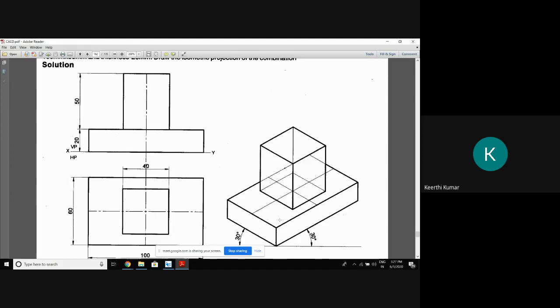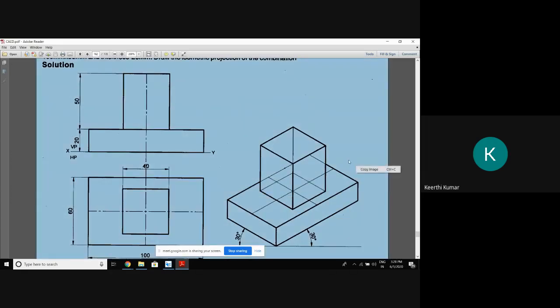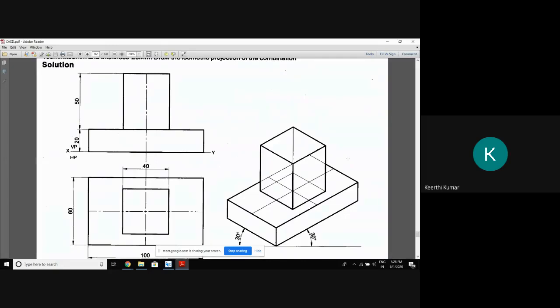Then you connect all the ends of the four lines. Once you connect them, you will get one top box. Except that box, whatever is inside, you rub out. Only retain the top plane surface. Find out the center of the plane surface. How to find the center?